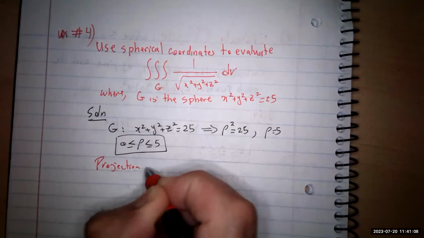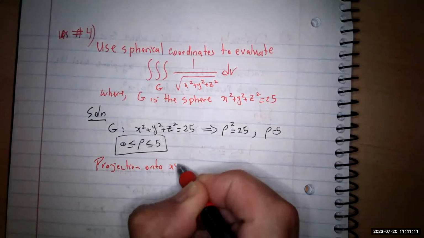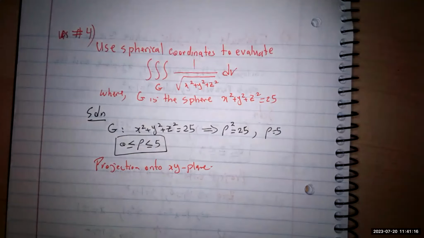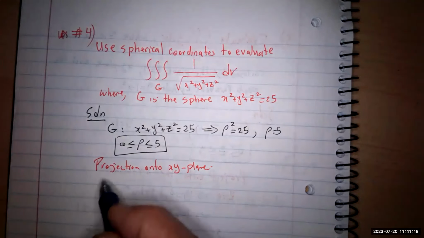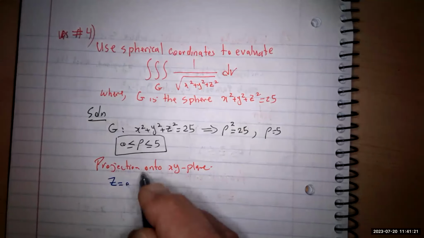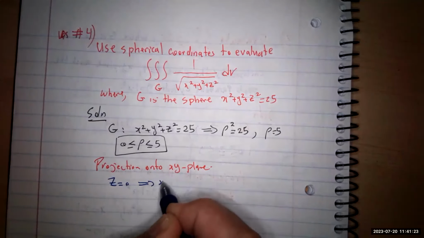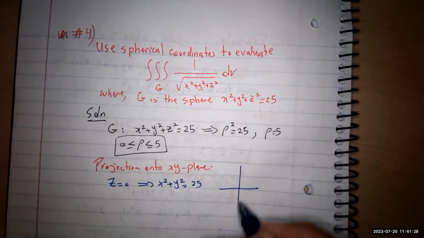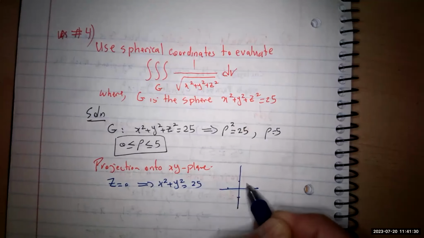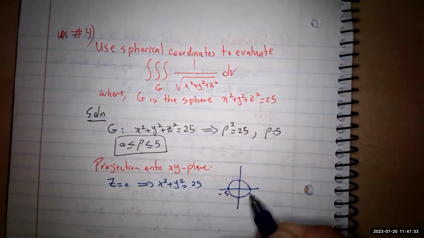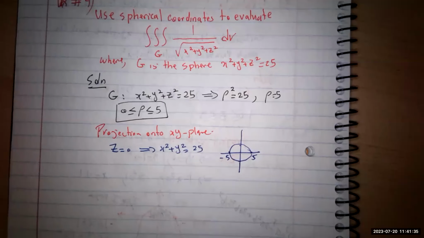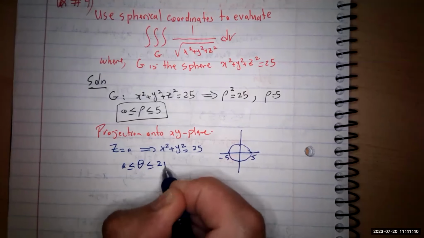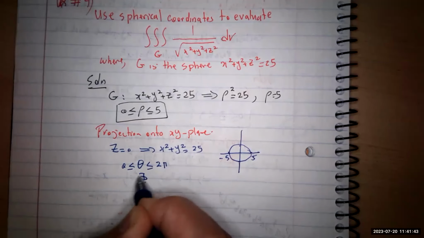Projection onto the XY plane. There is no other z, so you have only one z. So that gives you z equal to 0. Z equal to 0 results in x squared plus y squared equal to 25, a circle, from negative 5 to 5. So no restriction. So theta is going to be between 0 and 2 pi, and phi is between 0 and pi.